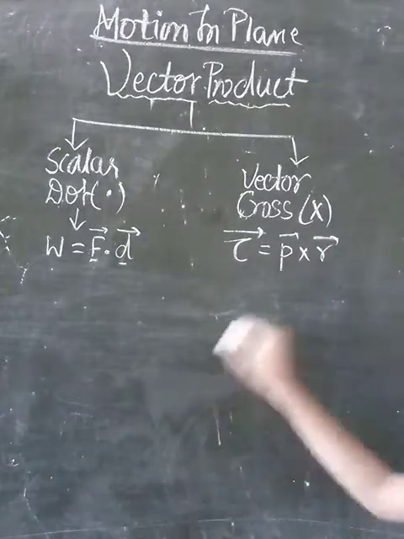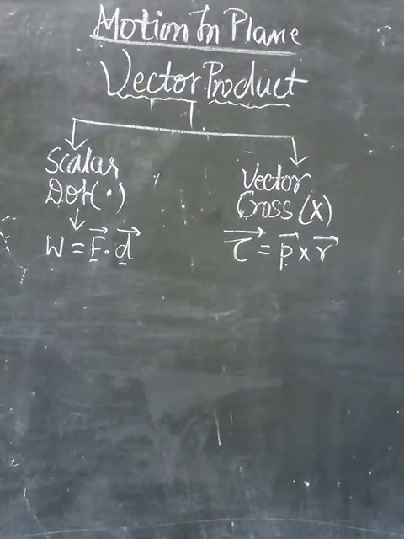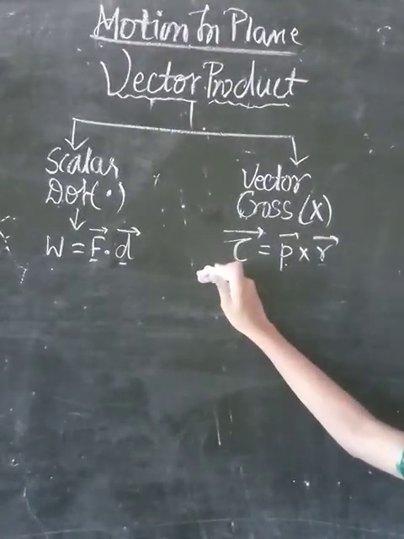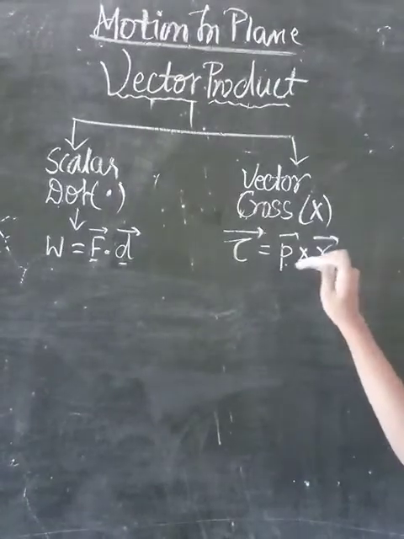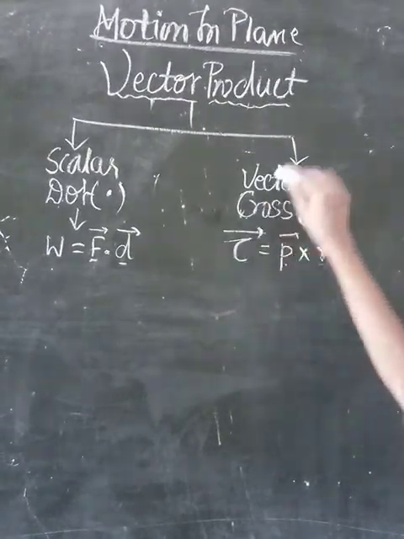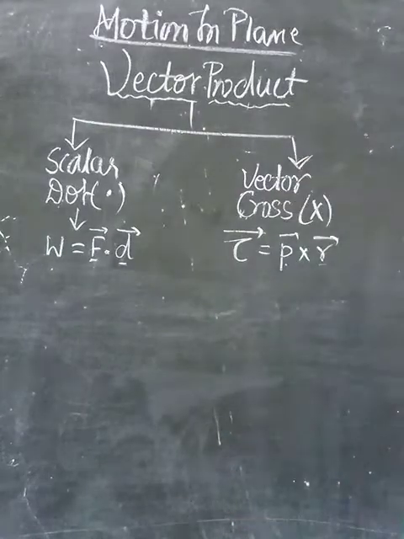What is this P cross R? P is the momentum, so it is a vector quantity because it is mv. And R is the perpendicular distance between them, that is displacement. So it is also a vector quantity. On multiplying these two vector quantities, we are getting another vector quantity. So we can say that the product is a vector.